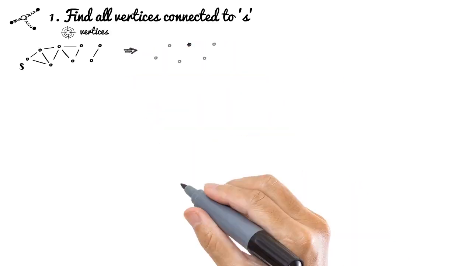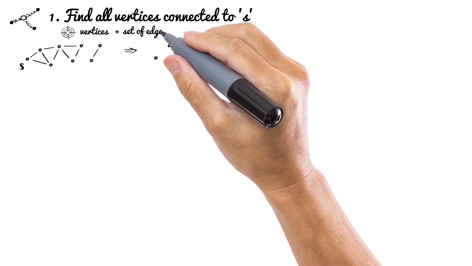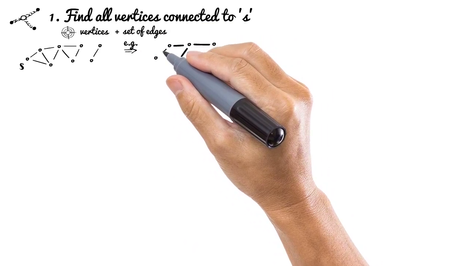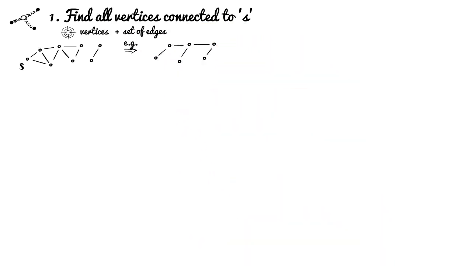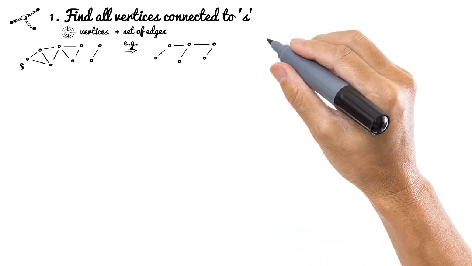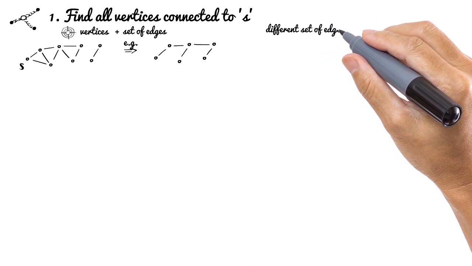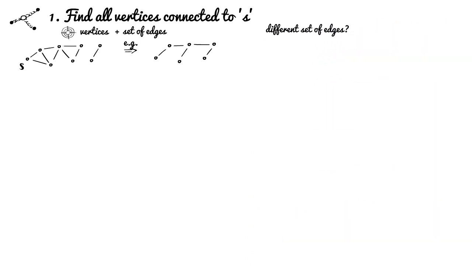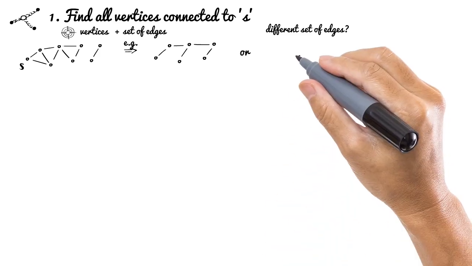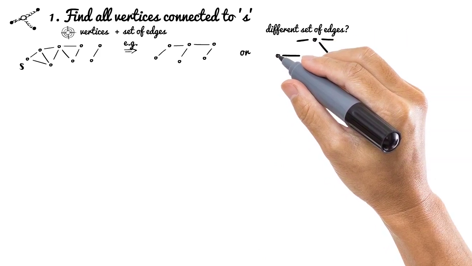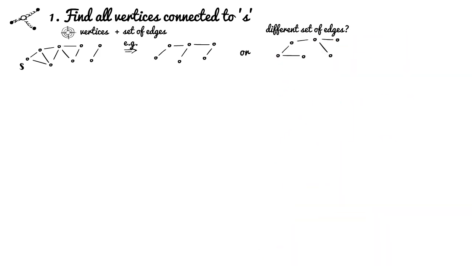But look, additionally you will have an auxiliary outcome, set of edges connecting those vertices, directly and indirectly to vertex S. What do you think? Is it possible that you can have the same set of vertices connected to a source vertex S, but different set of connecting edges? If your answer is yes, you are totally right, because graph may have cycles and alternative paths, so the same set of vertices can be connected different way.